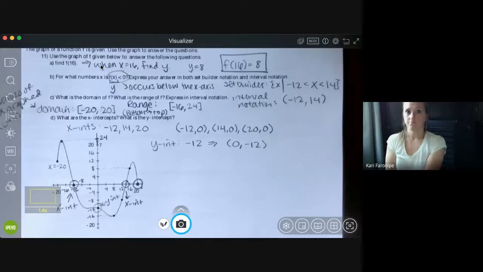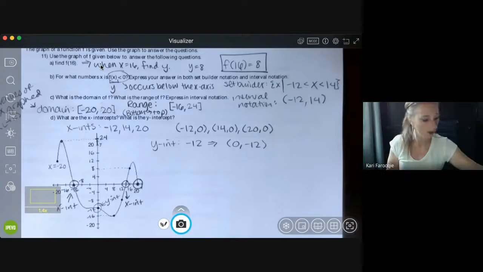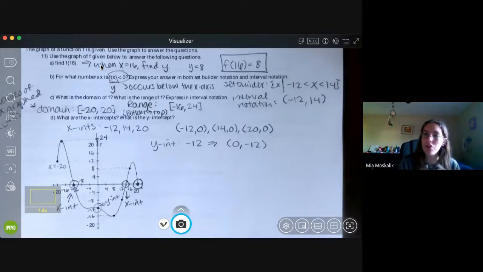Questions on D? Yeah, I have one question. So for the x and y intercepts, why did you put them in parentheses instead of brackets?